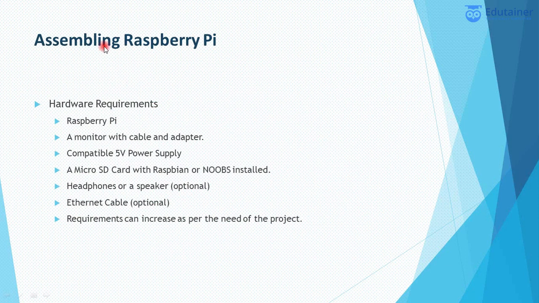Now, how to assemble the Raspberry Pi? For assembling, you need some hardware components like a monitor with cable and adapter, a micro SD card, 5-volt power supply, and headphones or Ethernet cable, which are optional. The requirements can change as per the need of your project. Let's move forward.